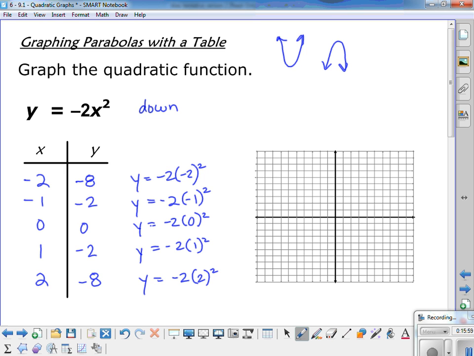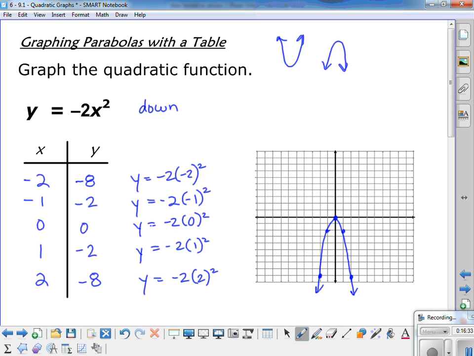So you see how it's making a pattern that's symmetrical? It's the same on either side of 0. And so you want to look for that symmetry when you're graphing it. All right, then it's just a matter of plotting the points. So -2, -8, -1, -2, 0, 0, 1, -2, and 2, -8. And then you just draw the curve going through it. Okay. Any questions on that?